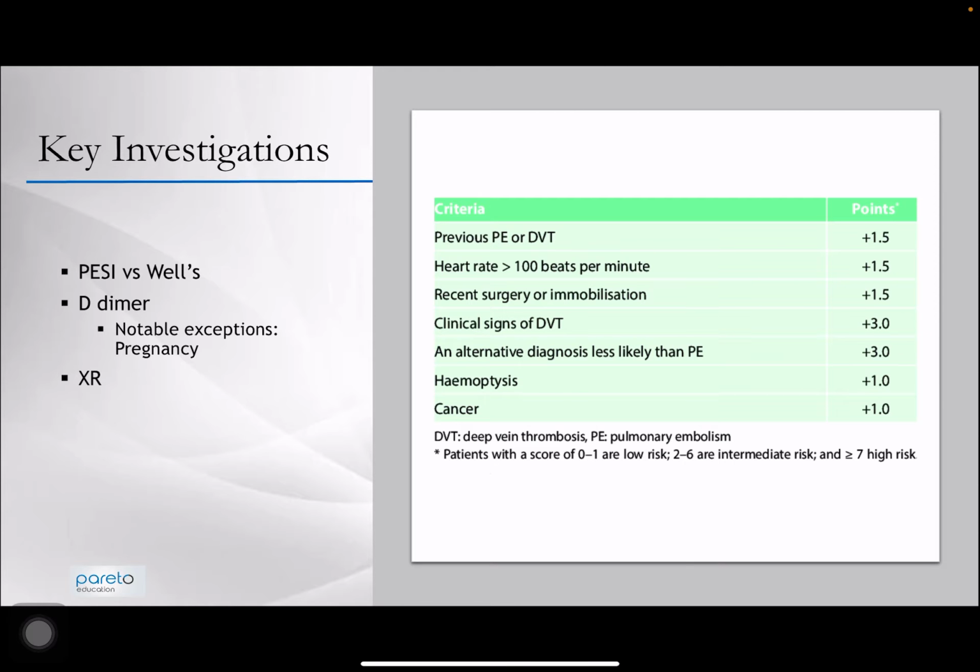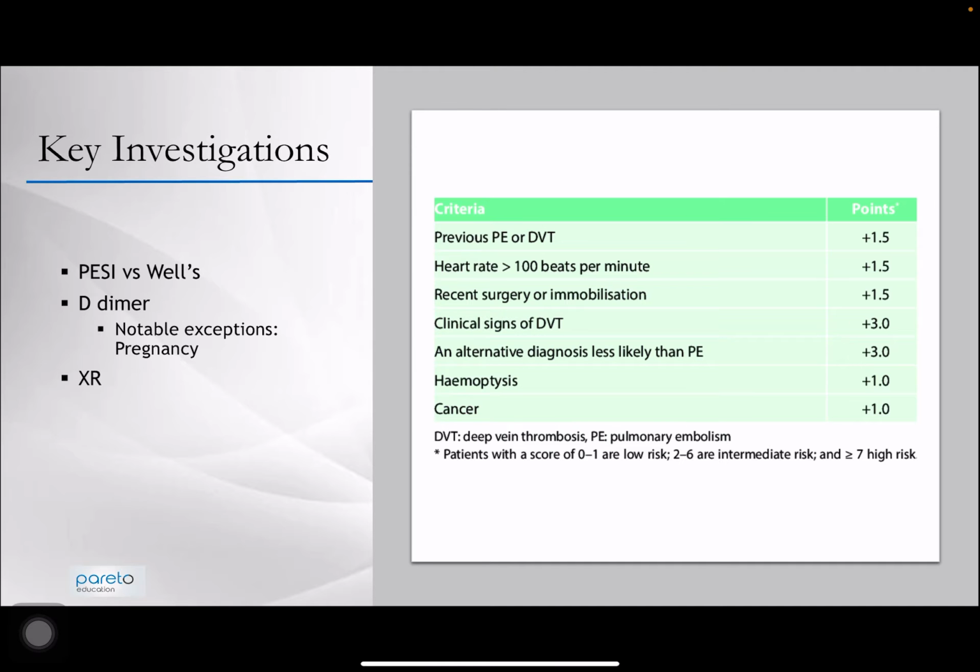The first thing when you're suspecting someone with a potential pulmonary embolism is to carry out a Wells score or a PESI score. But Wells is probably the more likely one to be tested on because it's got more evidence and it's more established. So here's a table with a Wells score, and you've got a number of different points for a number of different parameters. And this tells you the likelihood of whether someone's got PE or not.